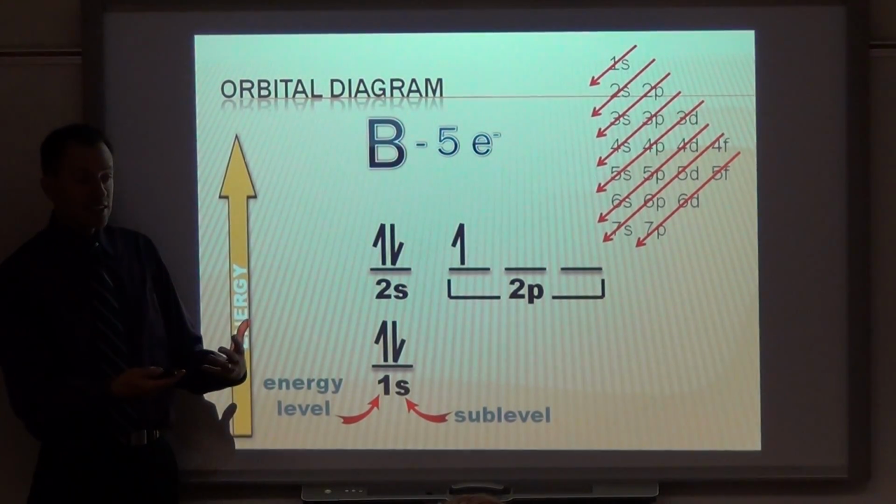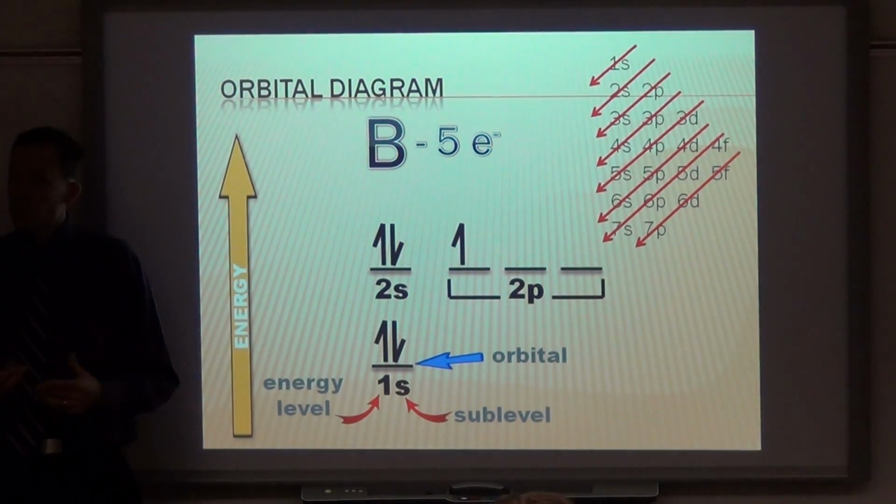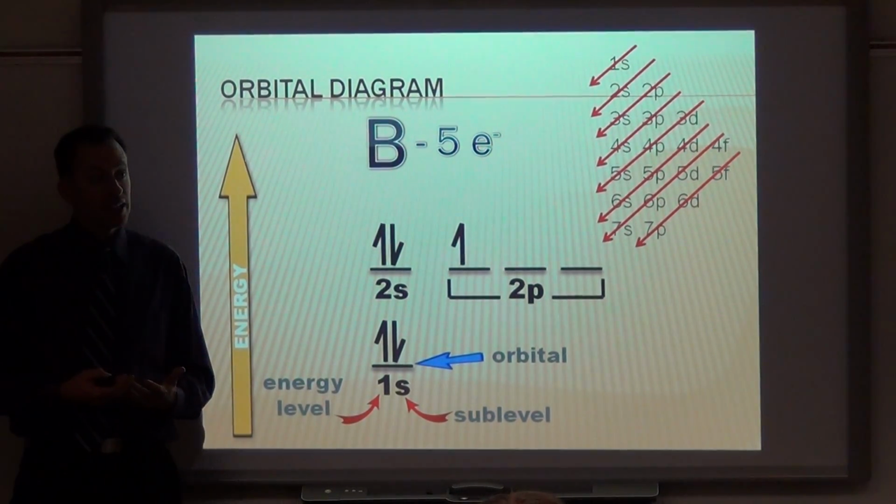How complicated a sublevel is shows us how many orbitals there are. The more orbitals, the more complicated. The more complicated, the higher the energy.